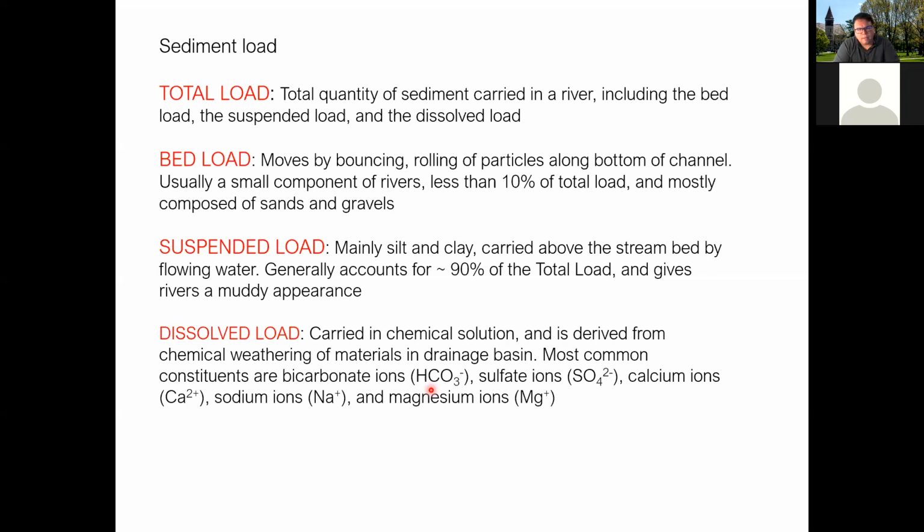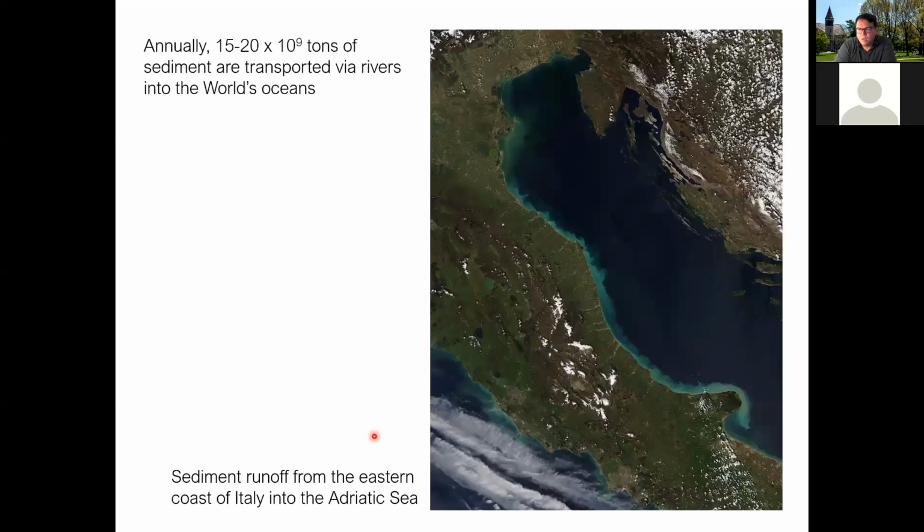And going back to the topic we brought up last week about nutrient pollution, nitrates in particular are often anthropogenically introduced to the total load, but they're actually delivered in a dissolved load, which is what makes them so difficult to remediate from reaching the global oceans. So for perspective here, this whole process of carrying sediment loads in these various rivers is a big mover of mass on planet Earth. 15 to 20 billion tons of sediment are transported via the global rivers into the world's oceans.